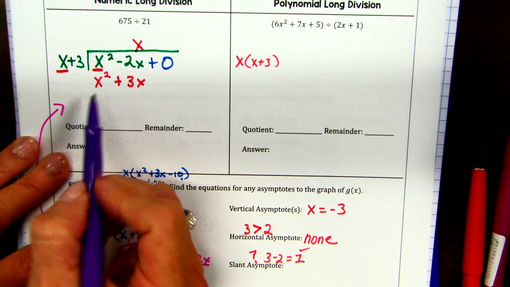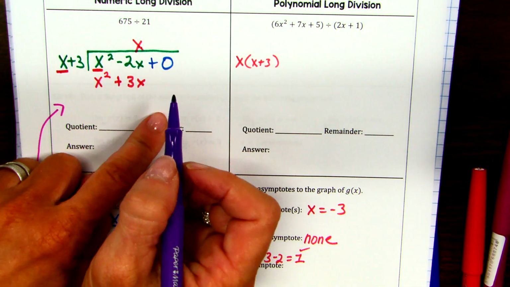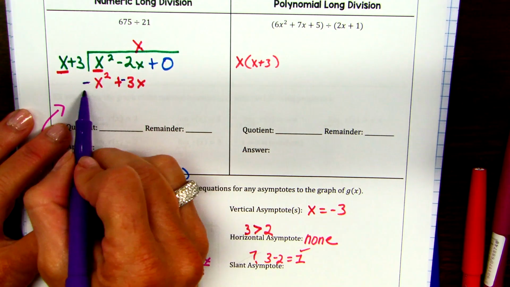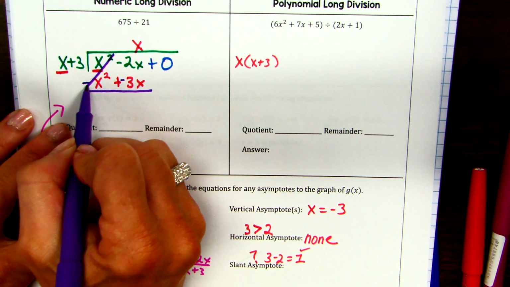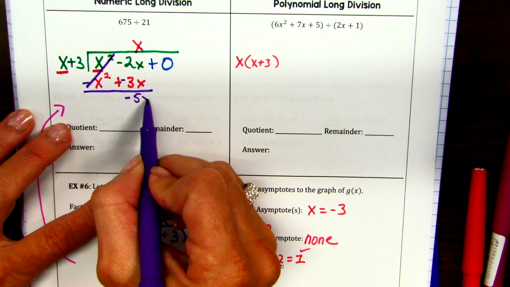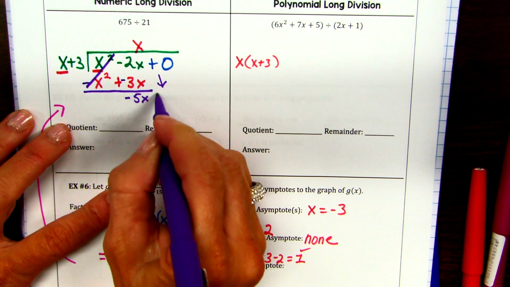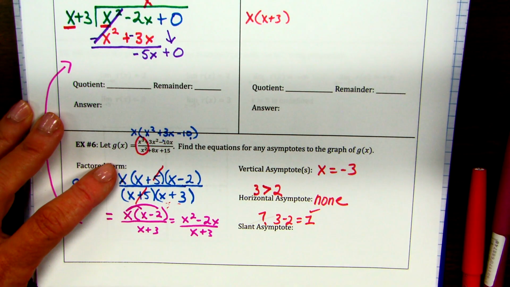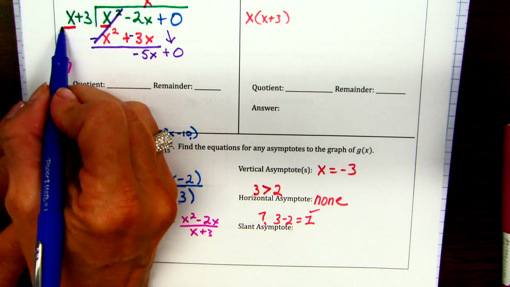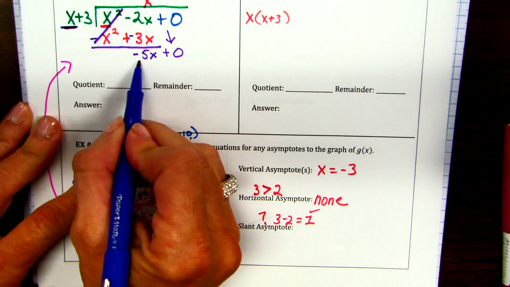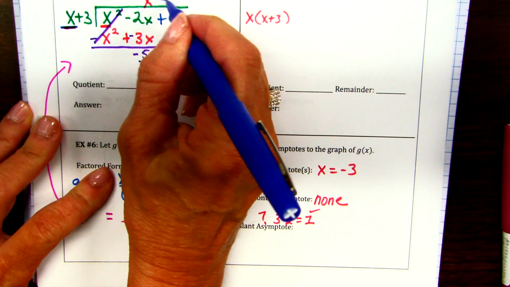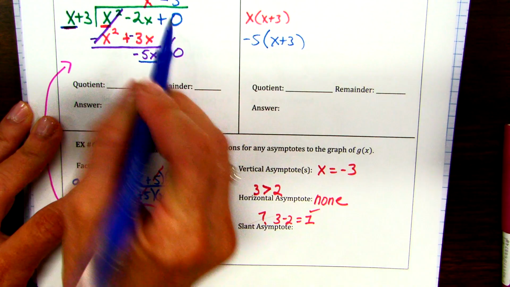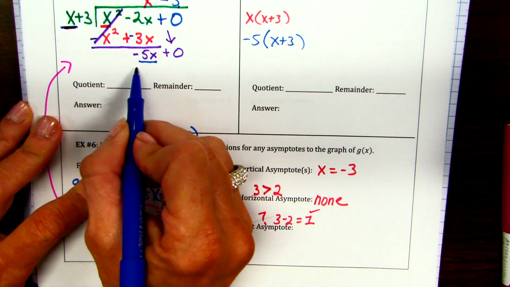Okay, next step is subtraction. Don't forget, that means you change both signs, right? We're subtracting the whole thing. So if you're positive, you become negative. If you're negative, you become positive. These were both positive, so they became negative. That should cancel. We get negative 5x. Bring down the 0. Start over. What times this x, always that one, gives us negative 5x? Negative 5. So now I'm doing negative 5 times x plus 3.